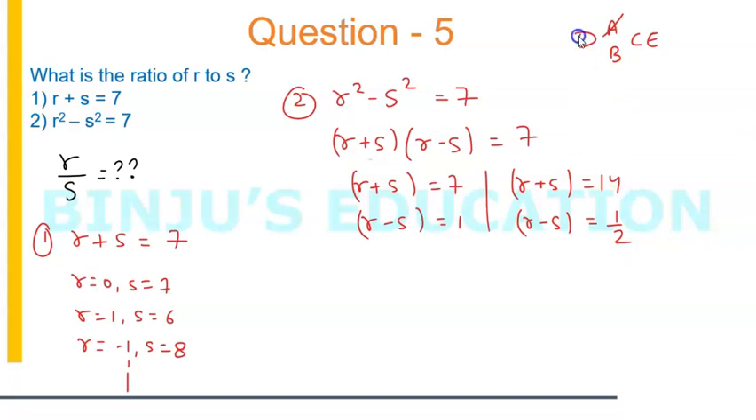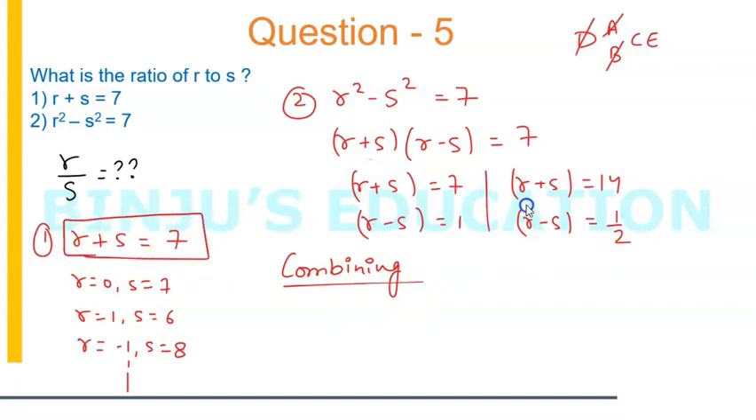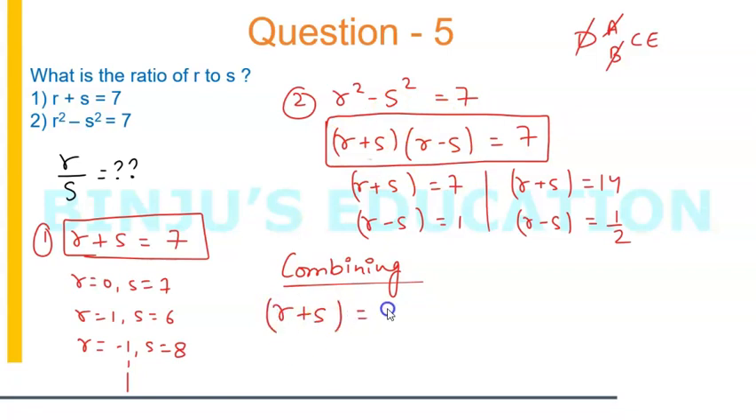Now if I combine both of them, A goes out, D goes out, B goes out. So R plus S is 7. This is what is given to me in the first one. In the second one, (R plus S) into (R minus S) is 7. If I combine both of them, then R plus S is definitely 7 and R minus S will be equal to 1. Two independent equations, two variables. Do we have a specific value of R and S? Yes, we do have. If you want to figure it out, you can do that also.